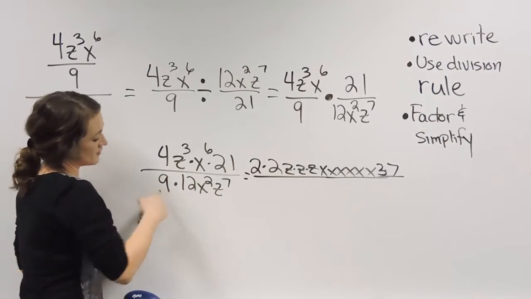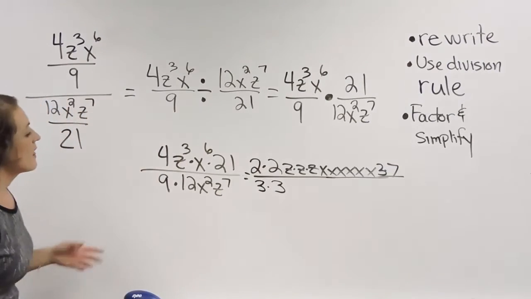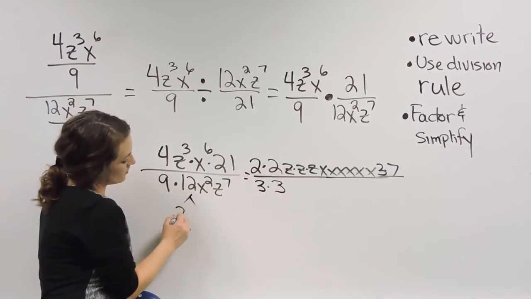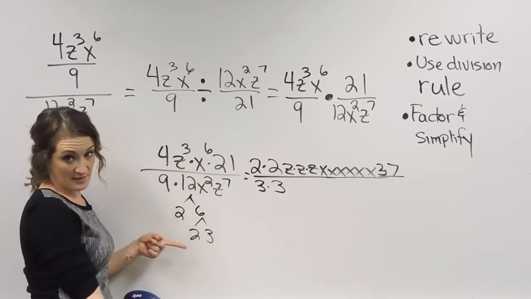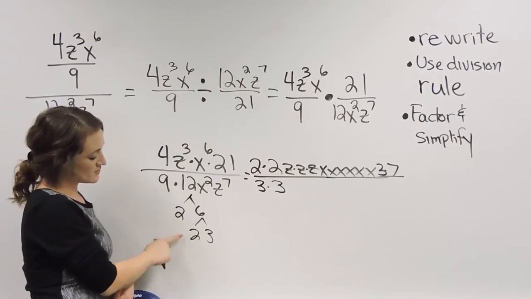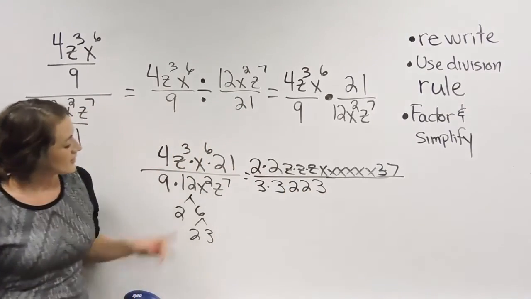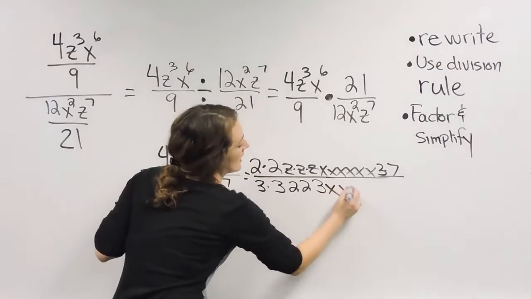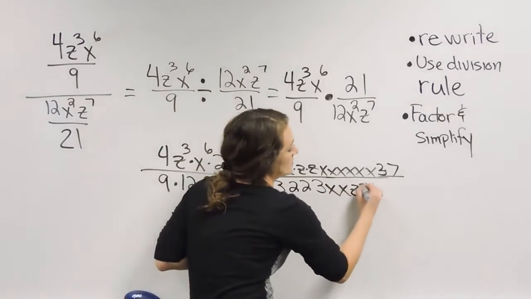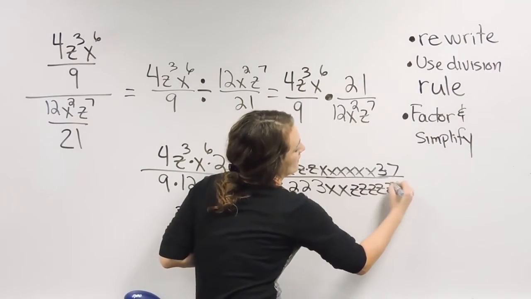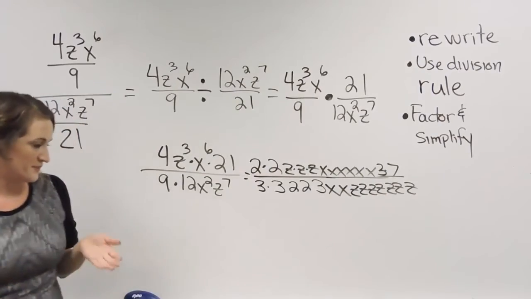So in the denominator, the first thing I have is a 9, so that's 3 times 3. Then I have a 12, so a 12 is 2 times 6, but the 6 is 2 times 3, so I really have 2 times 2 times 3 there. Okay. Then I have x squared, so I have 2 x's. And then z to the 7th, so 1, 2, 3, 4, 5, 6, 7. All right, so that's everything.